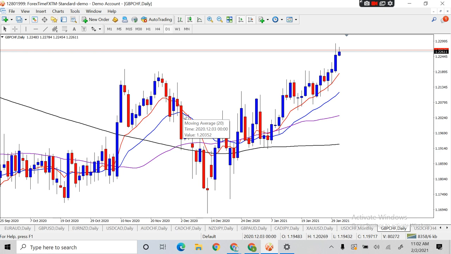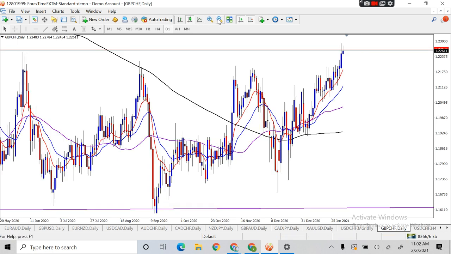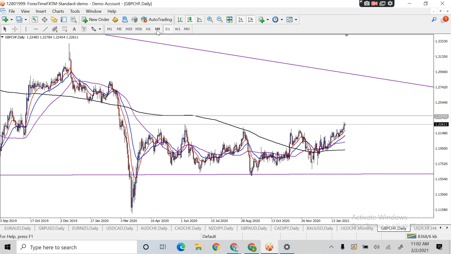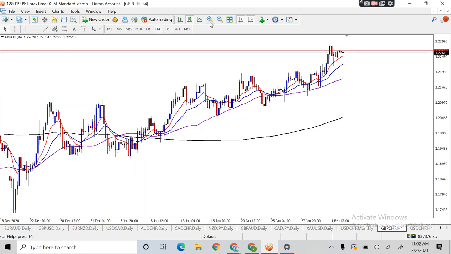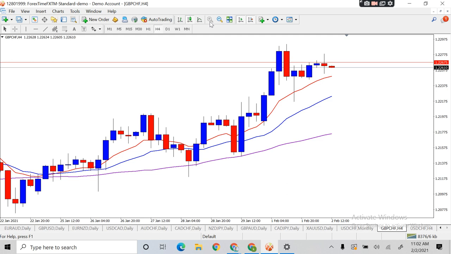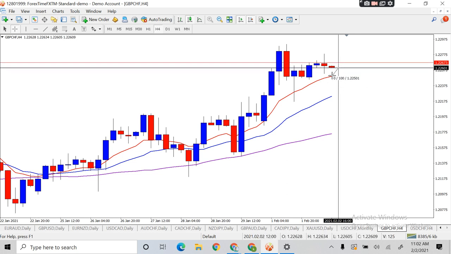Now it looks as if the pair is actually pulling back. On the daily, it's the same thing. Having a buy bias on H4, you can actually see some pullbacks. So you might want to wait for a pullback if your trading time frame is H4. I think it could pull back all the way to the 10 MA, or to the 20 MA, most likely the 20 MA, which is about 35 pips.